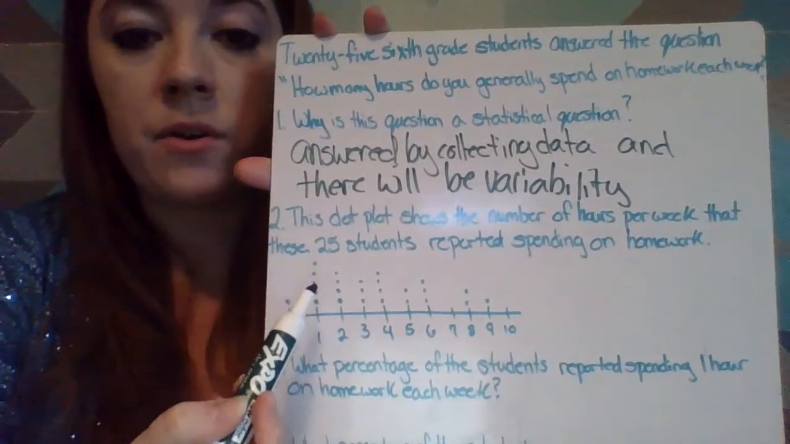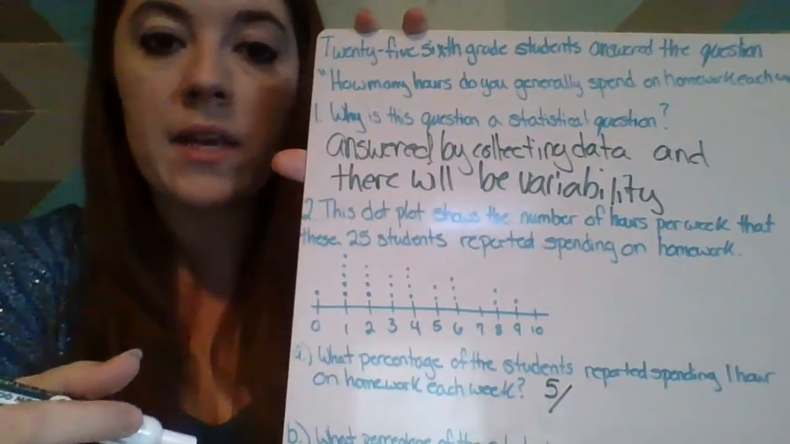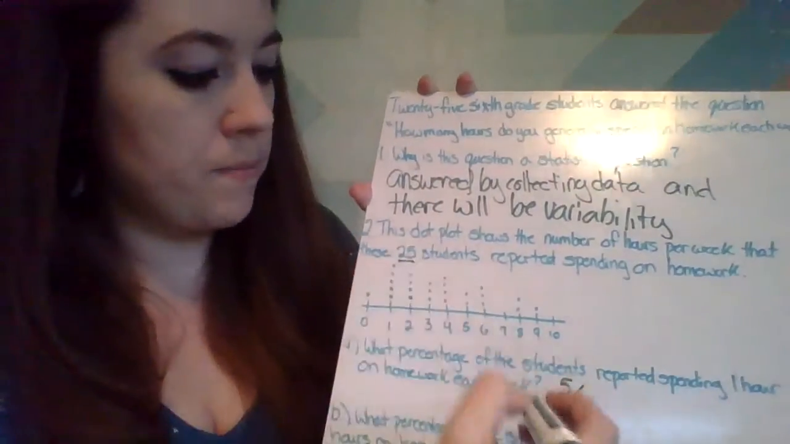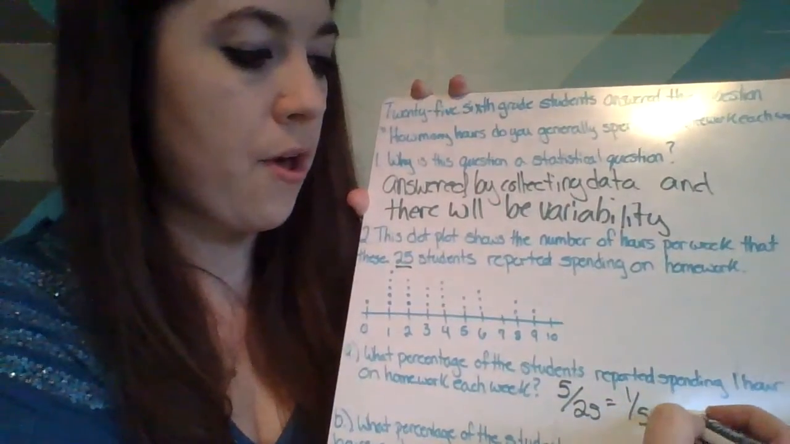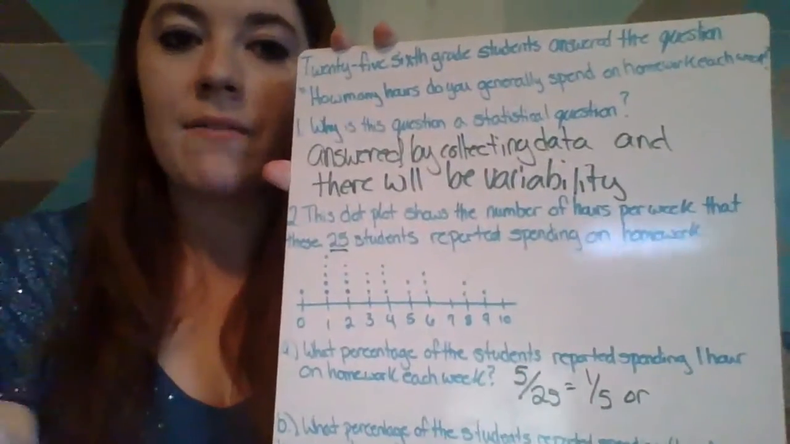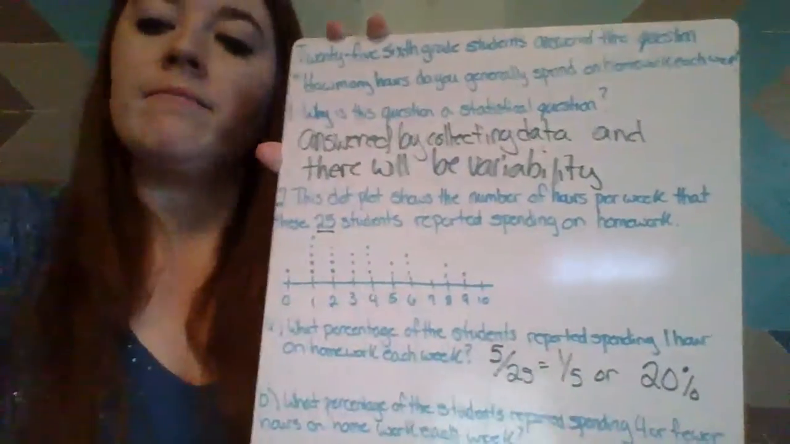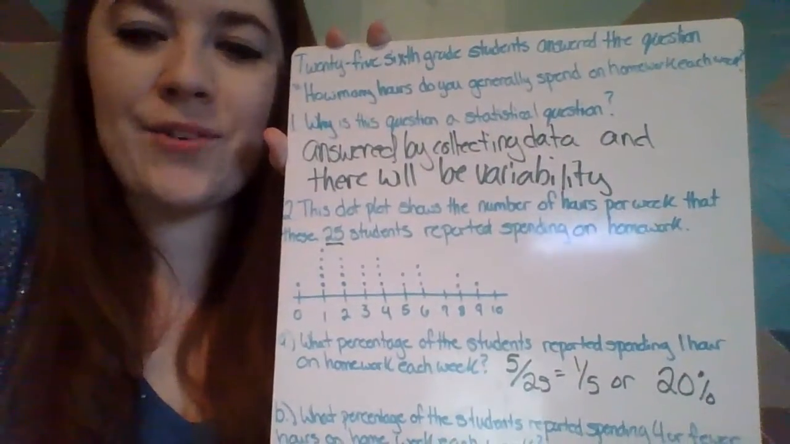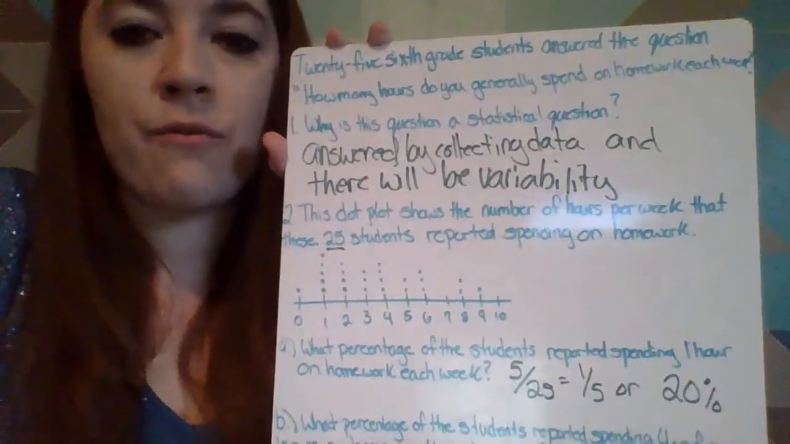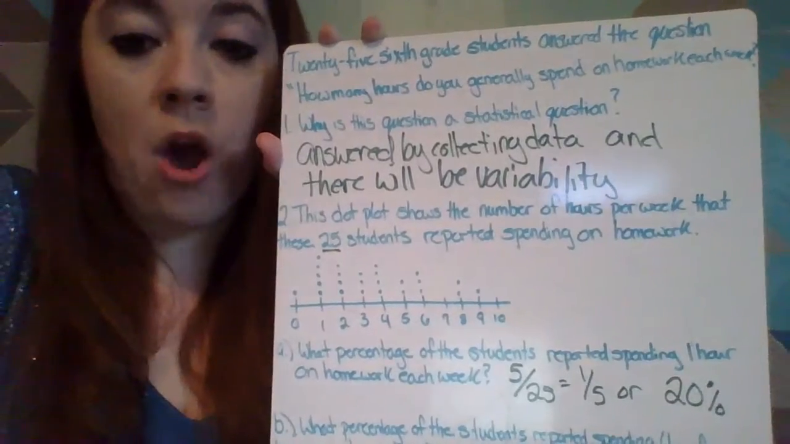So we've got 1, 2, 3, 4, 5. So we have 5 students. So 5 out of, how many students reported on this? 25, yep. So 5 out of 25, which is the same thing as 1/5. Or if we take 1 and divide it by 5, we're going to get 20% for our percentage there. So 20% of these students only spend 1 hour a week doing homework.